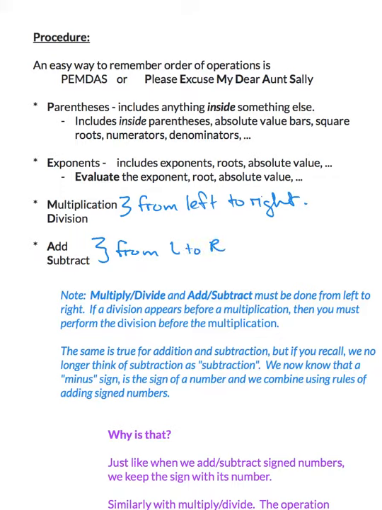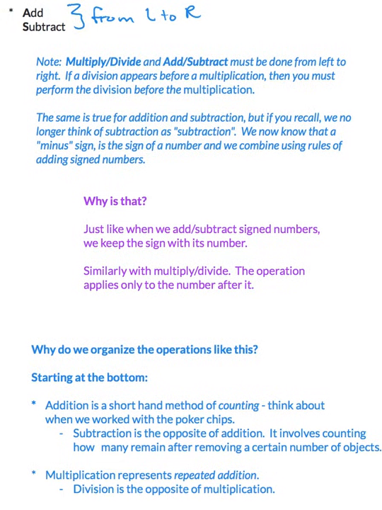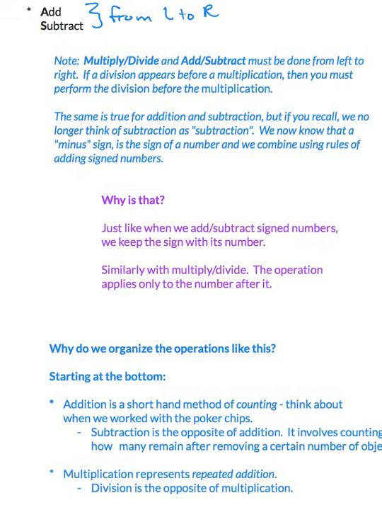But this one doesn't get us in as much trouble because remember that we no longer think of subtraction as subtract. We think of it as being a negative. So let's talk about why is that. Just like when we add and subtract signed numbers, we keep the sign with its number. Similarly, with multiplying and dividing, the operation applies only to the number after it.